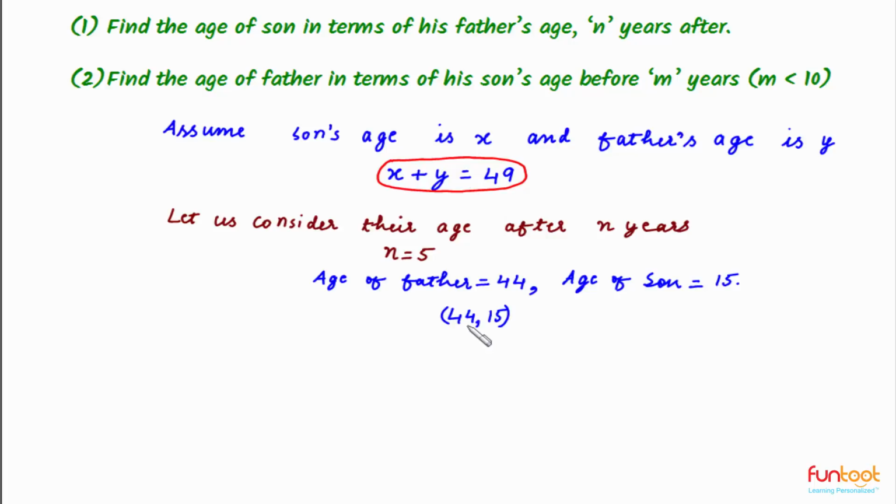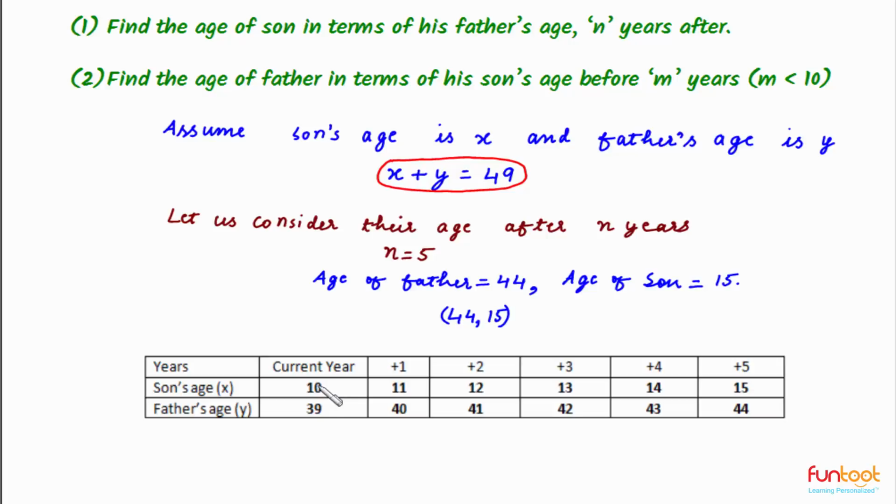We can see that this is not the solution pair. 44 plus 15 will be 59, and here we have 49. So here x plus y equal to 49 is not the right linear equation. It is only true on that day when father and son celebrate their birthday on the same date. So we need to find that linear equation which is true for any point in time. How do we do this?